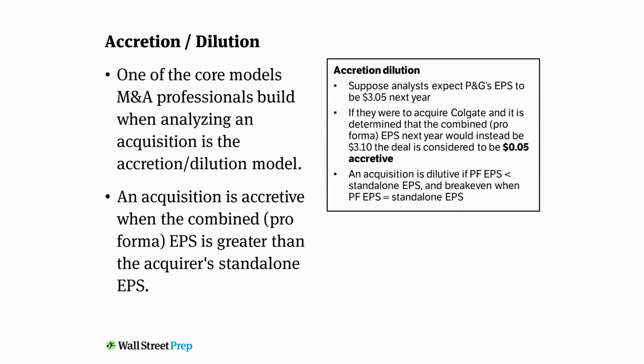A simple example to illustrate: suppose that analysts expect Procter & Gamble's earnings per share to be $3.05 next year, but if they were to acquire Colgate, you run a model and it's determined that the pro forma EPS next year, the combined EPS, would instead be $3.10. The deal is then considered to be 5 cents accretive. Now, an acquisition is dilutive if the opposite takes place. If instead of $3.10, you get $3, the deal is considered 5 cents dilutive, and break even if there's no real impact. A big part of what we're going to do in this course is try to understand how you build a model to determine that. It's not as simple as it might at first seem.